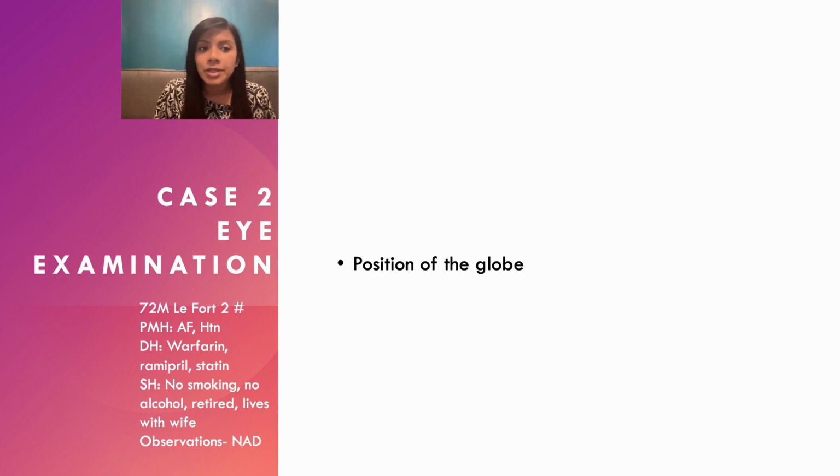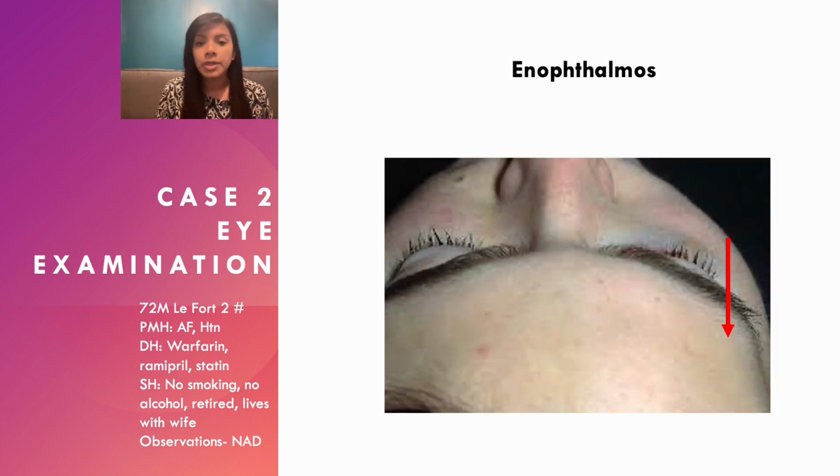So the first thing that we look at is the position of the globe, and I've now got some pictures to demonstrate what the names of the different positions are and what's happening. So when we look at the position of the globe, we look from the sides and from above. We're looking at this patient from above, and she has what we call enophthalmos. That is the posterior, or backwards, displacement of the globe due to loss of volume from a blowout fracture.